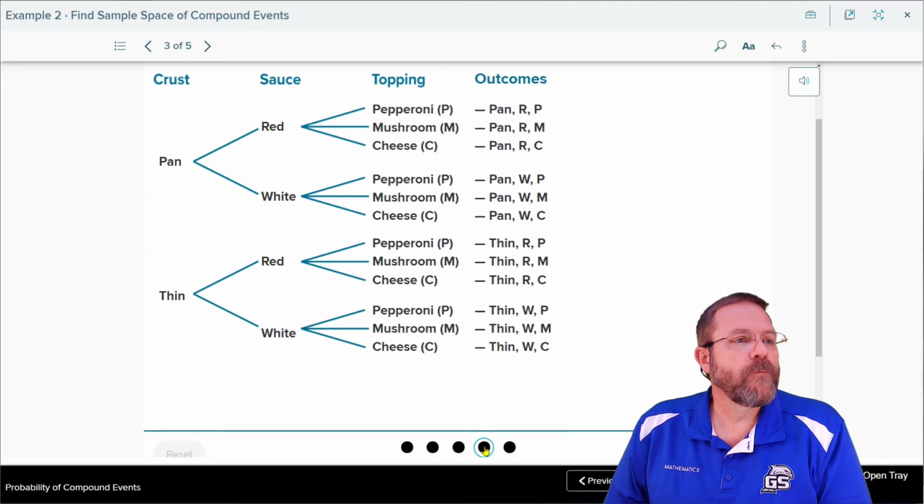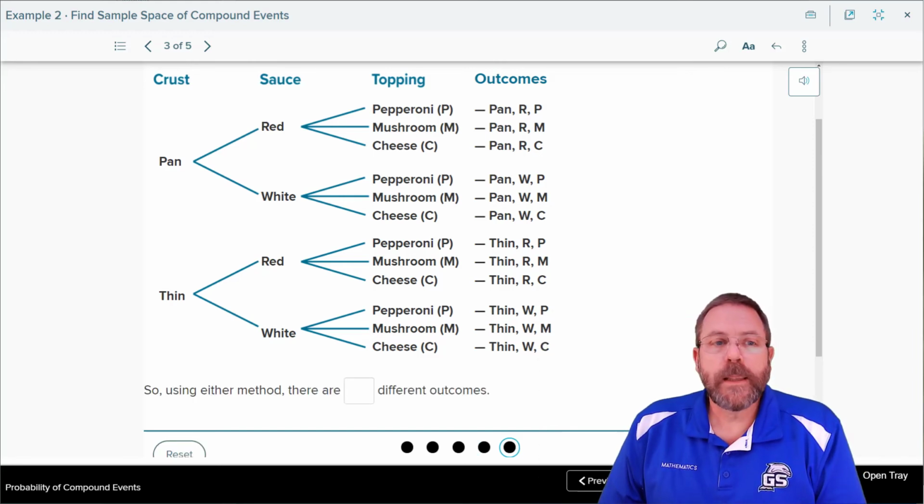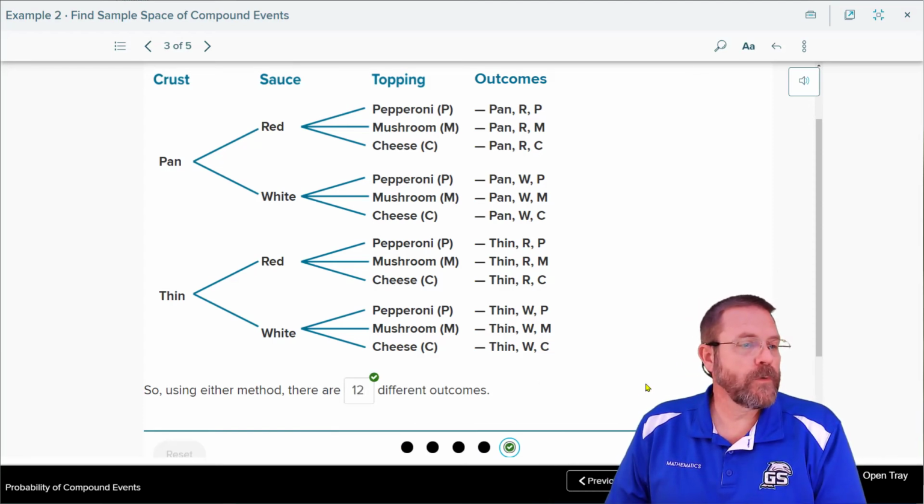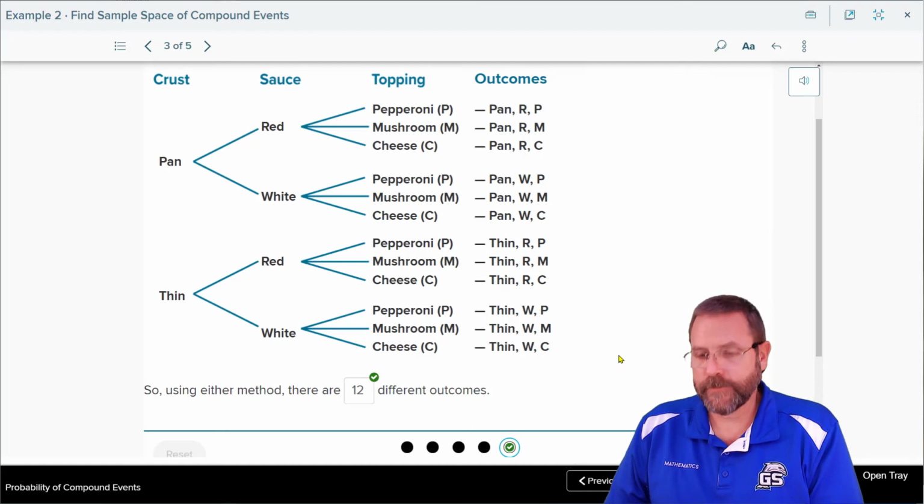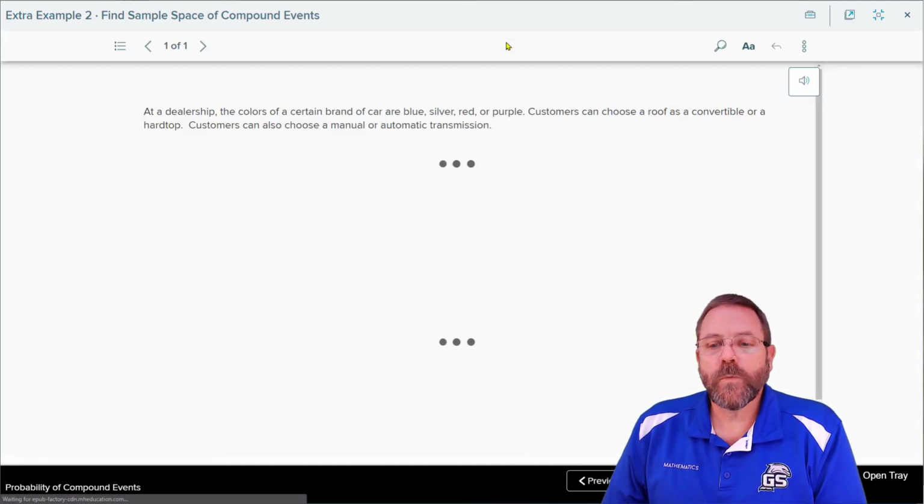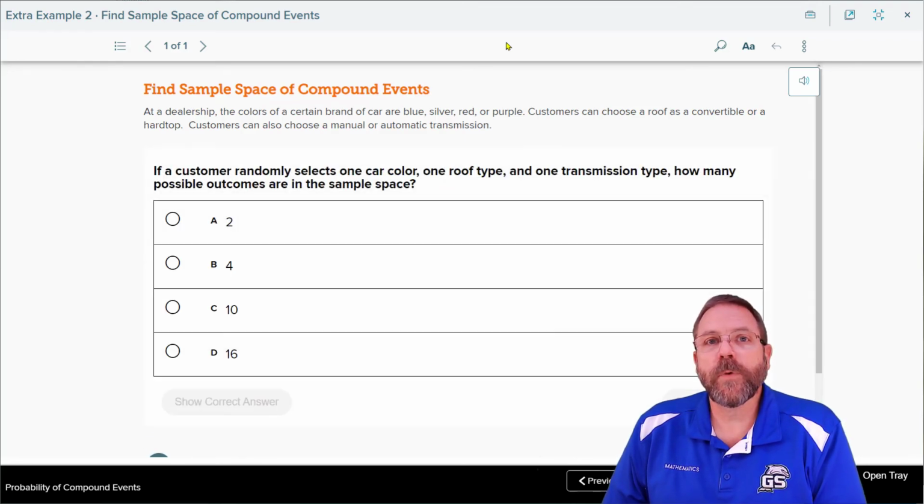And from there, follow it out to your sample space, also known as your outcomes. You could have a pan with red sauce and pepperoni, a pan with red sauce and mushroom, down here a thin crust with white sauce and cheese. Those are all the possible outcomes. Either way you work it, you're going to get the same 12 different outcomes. Easy math. Now it's going to be your turn. Stop the video and work on extra example 2. This will be the last thing we're going to do for part 1.